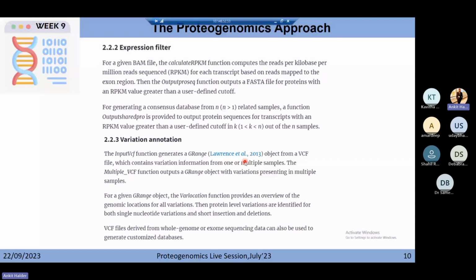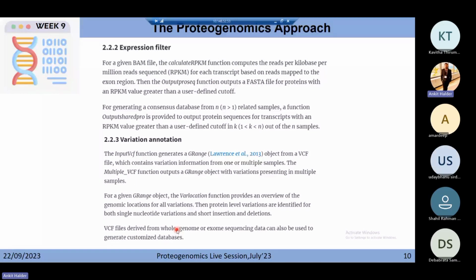So these are the GRanges objects and all those nitty gritties of the software. About the VCF file, that's what I was mentioning to you. Though the title mentions RNA-seq data specifically, and the authors' stress is on RNA sequence data, VCF files derived from whole genome or exome sequencing can also be used to generate customized databases. That's what I was referring to. So no need to be anxious if you have exome or genome sequencing data, or if you download certain exome or genome sequencing data, and wonder how you are going to analyze it or generate the customized database, because VCF files can be used to generate your customized databases.